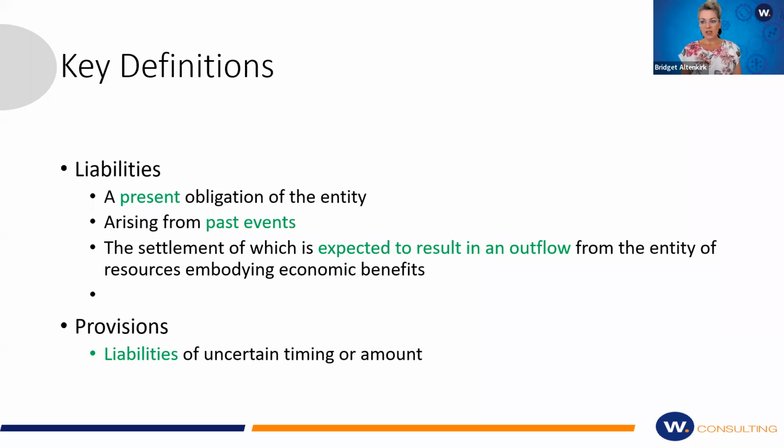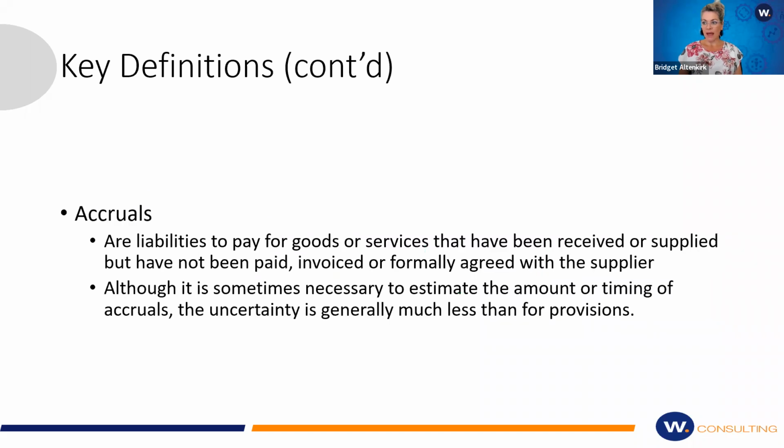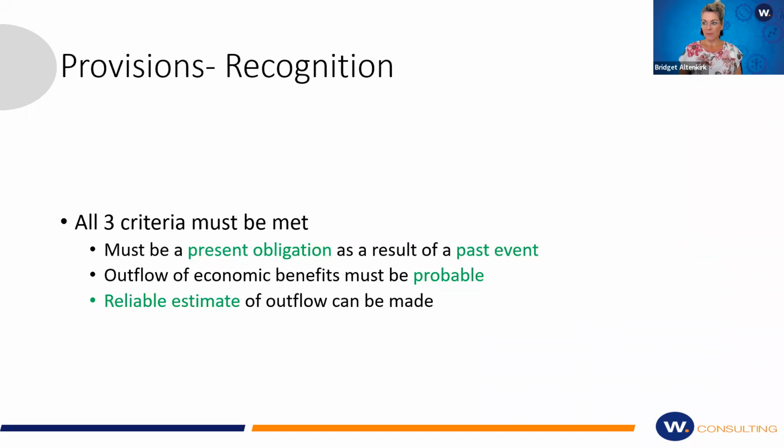A provision is said to be an uncertain liability, basically, because it's uncertain as to what the amount is that would need to be paid and what the timing of that payment is. So you can see how a provision could give rise to some form of uncertainty or estimation, which is required because management may need to estimate what needs to be paid and when it needs to be paid.